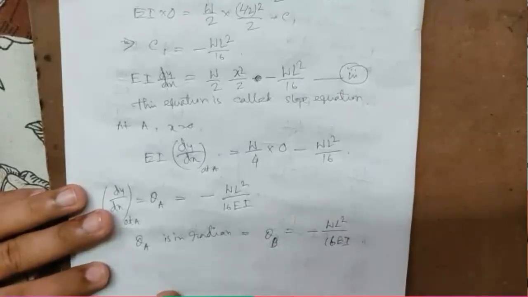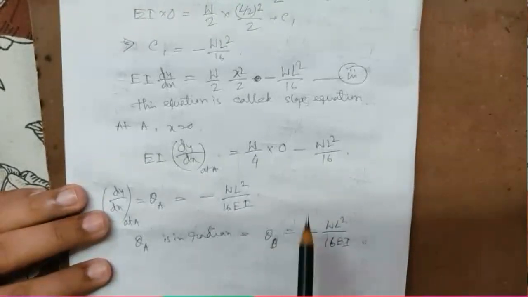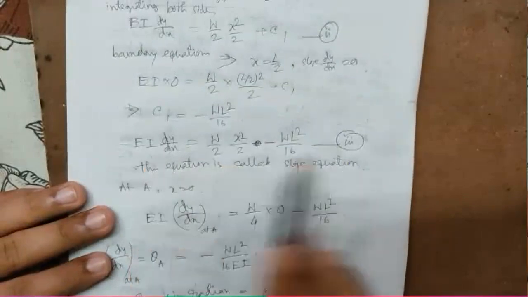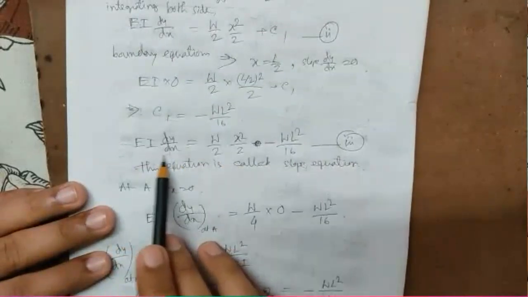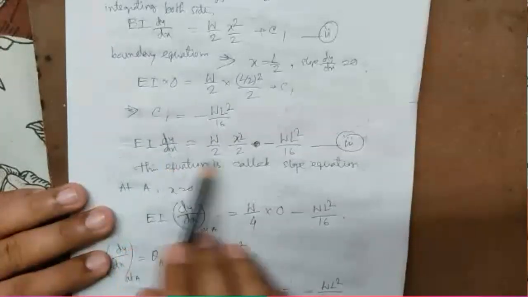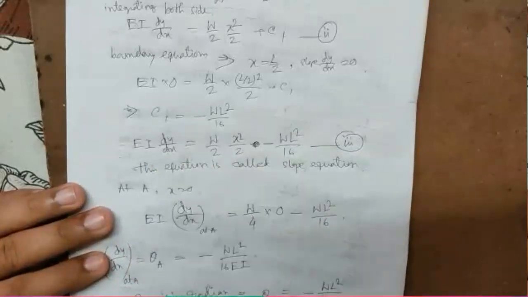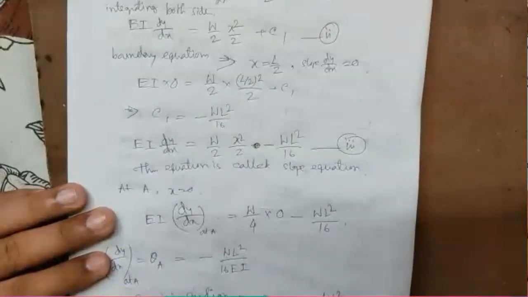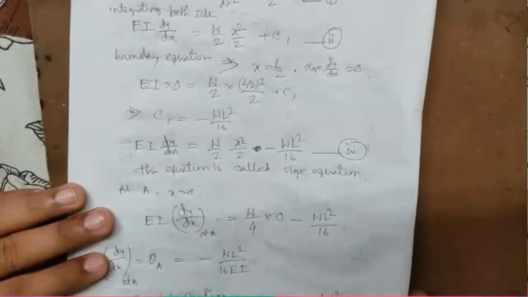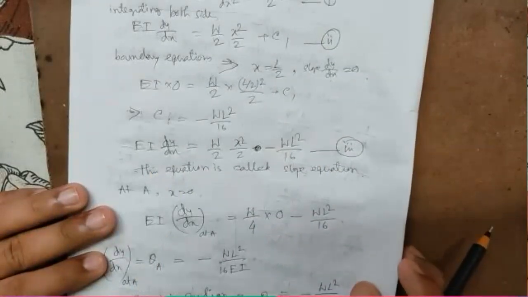Now our job is to find out deflection. We have found equation number 3 as the slope equation. There is a dy dx term and we need to find out y. So if we again integrate this equation number 3, then we get the value of y, or the deflection. So for finding out deflection at any point, we will integrate equation 3 with respect to x. So let us integrate equation number 3.